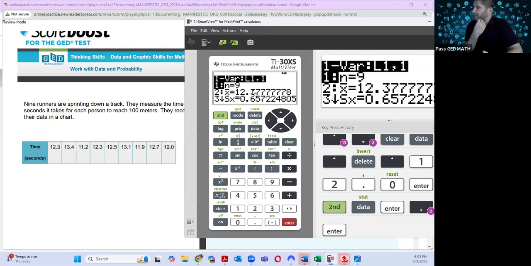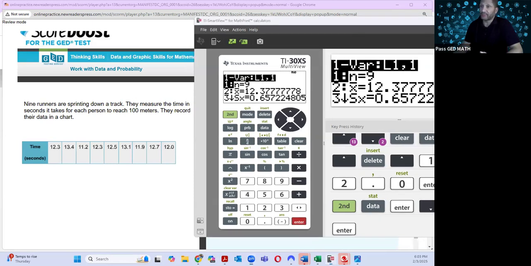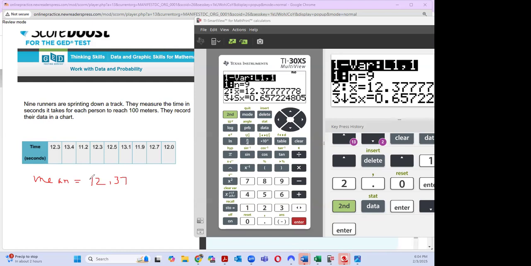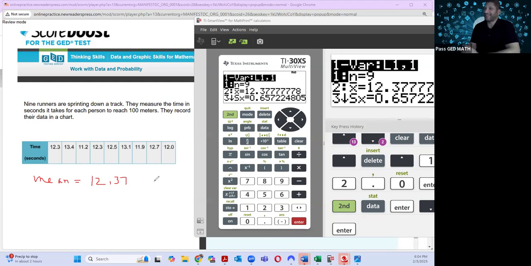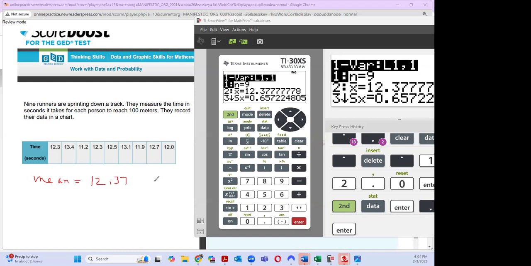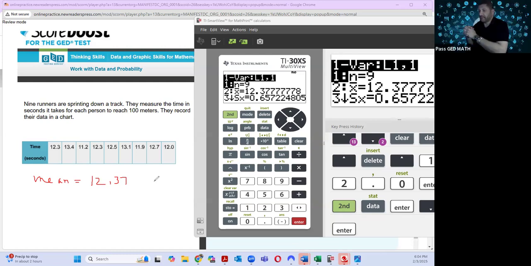So if we round that off to the tenths place, that's 12 point what? What's 12.37 rounded off to the nearest tenth? 12.38? Nope, to the nearest tenth. That's one of the areas in science and social studies where they might ask you to round.